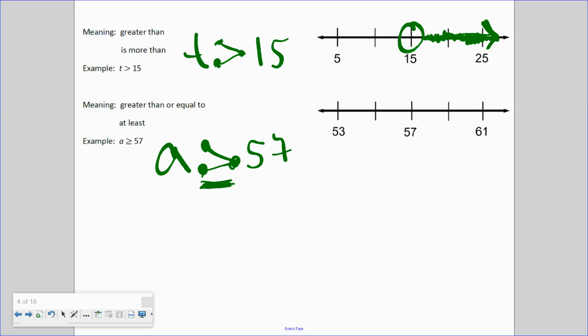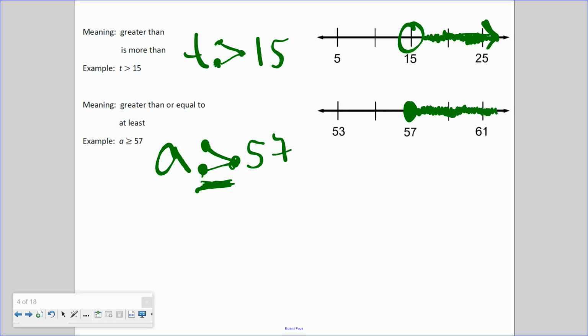So name some numbers that are greater than 57. 58, 59, 60, 61, 62, 63, or equal to 57. So all of these numbers to the right are greater than or equal to 57. But again, it does include 57 because it said equal to.